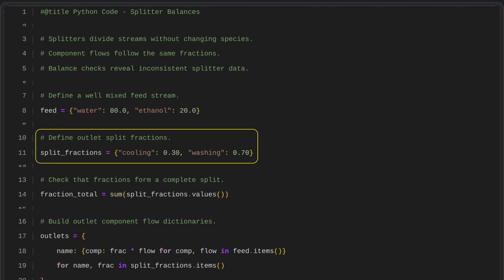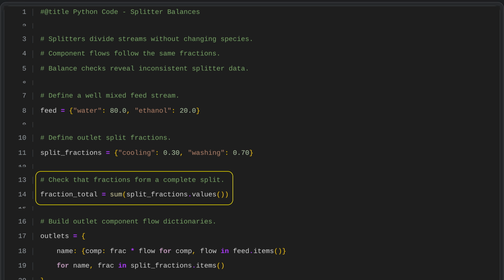The feed is split between 2 outlet streams. 30% goes to the cooling stream, and 70% goes to the washing stream. These split fractions divide the total flow while preserving the overall system balance. To verify that the feed stream is fully divided, add all the split fractions together. If their total is 1, the fractions account for the entire feed across the outlets.